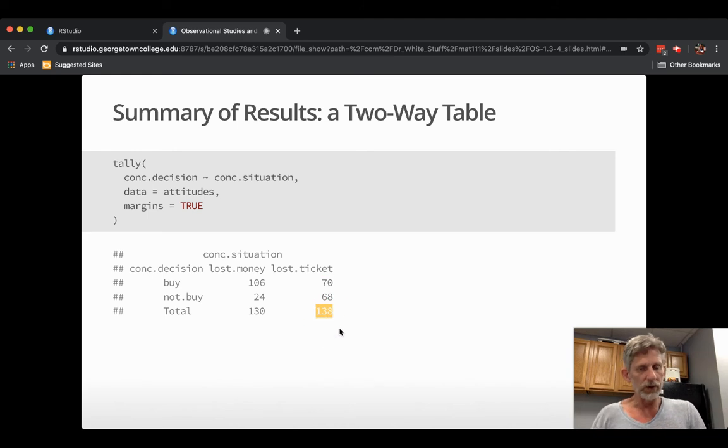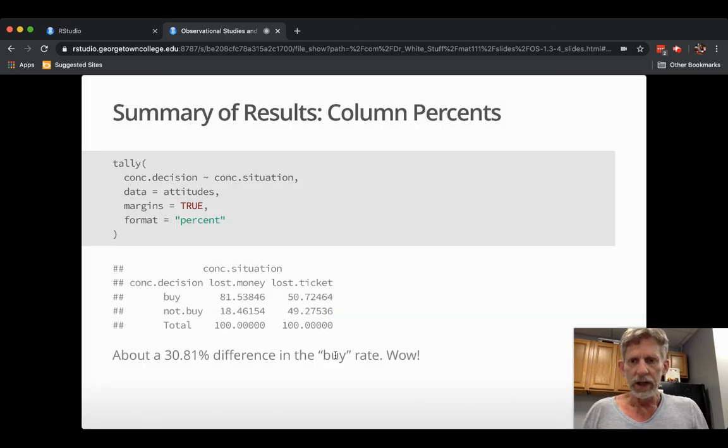So that looks like a big difference, but it is kind of hard to work with just the numbers, especially when the two group sizes are not the same. You should really compare percentages within each group instead. And so there's another version of the call to the tally function that you can run. It adds this little thing on the bottom, format equals quote percent.